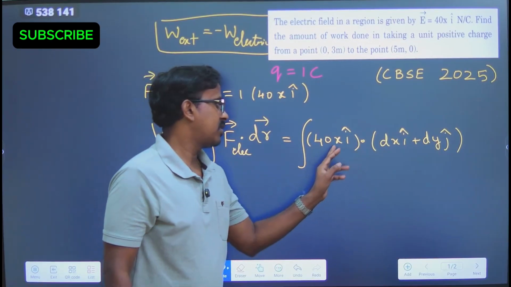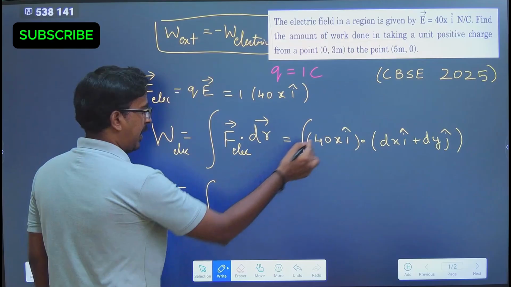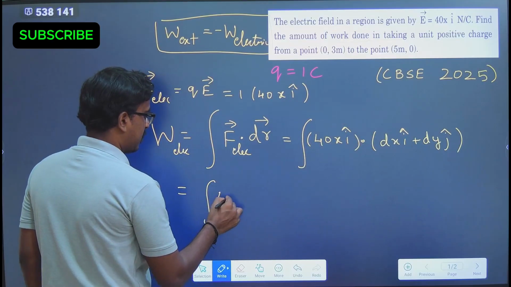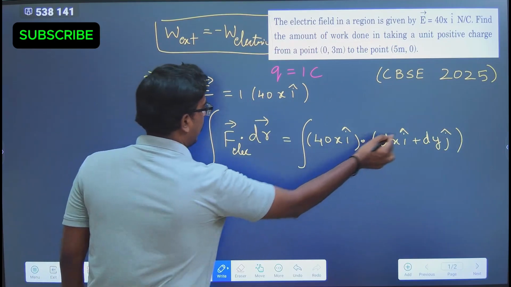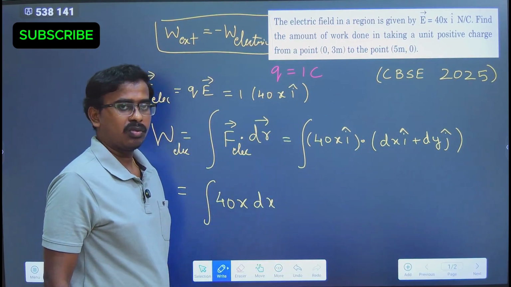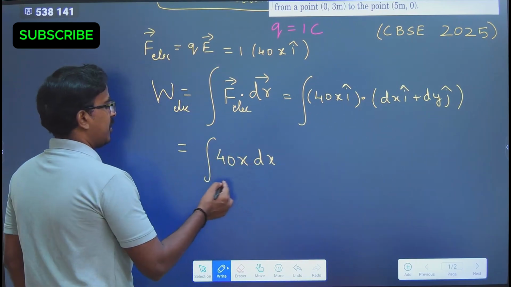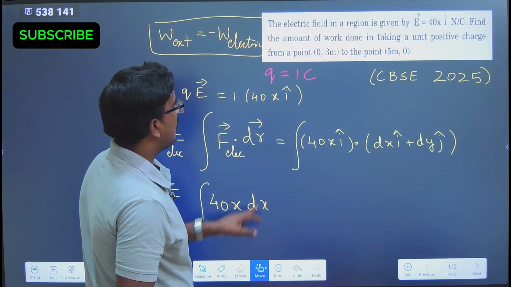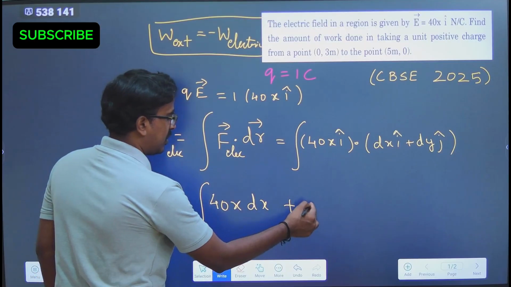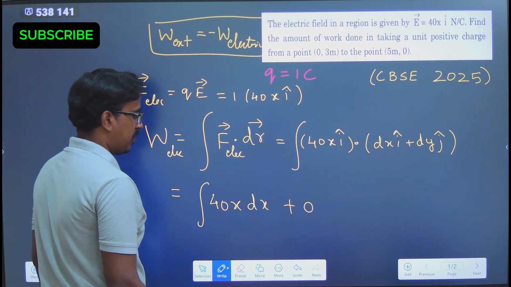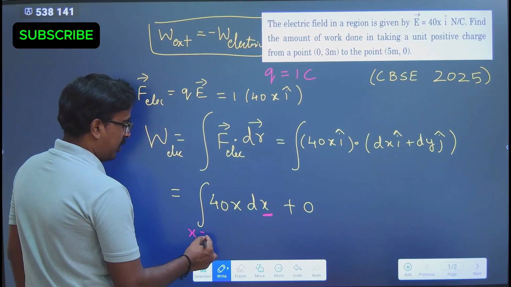Now you need to do the dot product. If you do the dot product, what will you get? The i cap terms will multiply and become 1, so 40x dx. But i cap and j cap, if you do, the answer will go to 0, so we don't need to put dy. Only this term will be remaining. Since there is an integration over x, I need to put x limits. What will be the x limits?